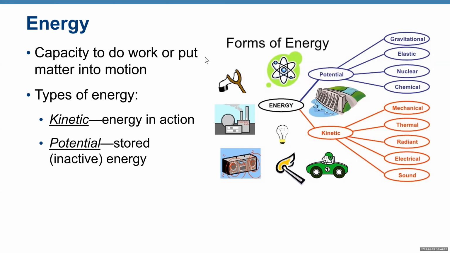Energy. Energy is a capacity to do work or put matter into motion. There are two types of energy. Kinetic is energy of action, and potential, stored energy. So here you can see we divide energy into potential and kinetic, and some examples of potential energy include gravitational, elastic, nuclear, chemical. Examples of kinetic energy include mechanical, thermal, radiant, electrical, and sound.